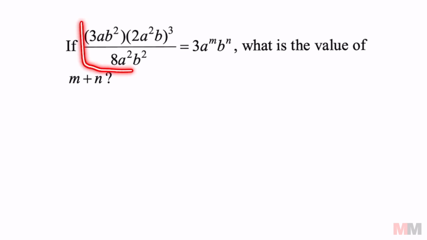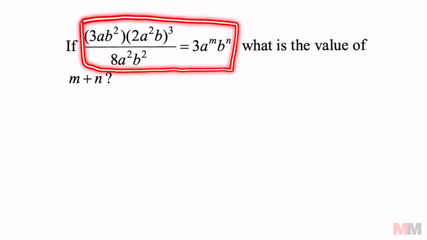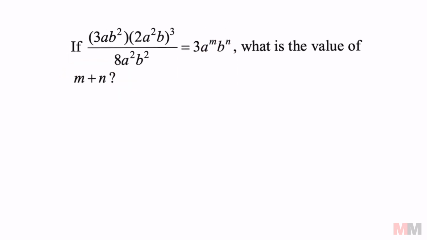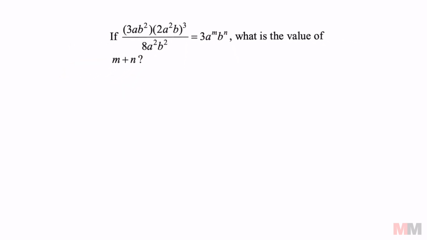We got this equation right here, and this question is going to be a really good review of your rules of exponents. We're trying to find the value of m plus n, which show up as exponents on the right side of that equation. Here's the strategy for this if you don't know where to get started.